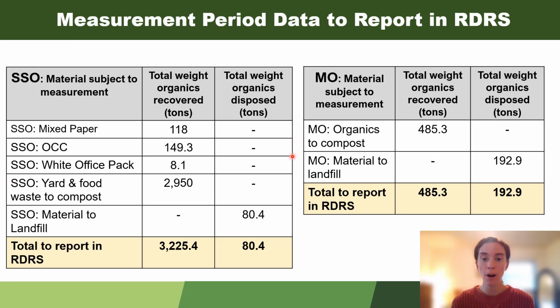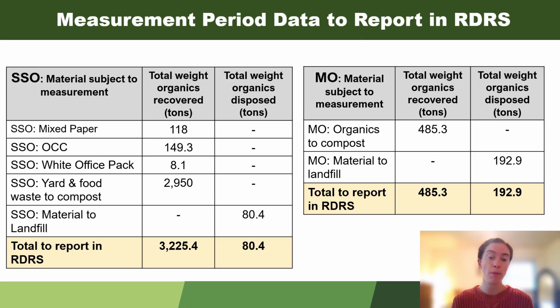For our MO stream, our recovered organics were just the organic material that we sent to compost. We want to add up all the organics recovered so that we have one number for the entire SSO stream and one number for the MO stream. We will report this number in RDRS. For SSO, we're going to report that there were 3,225.4 tons of organics recovered in the 10-day measurement period. And for MO, we're going to report that there were 485.3 tons of organics recovered in the 10-day measurement period.